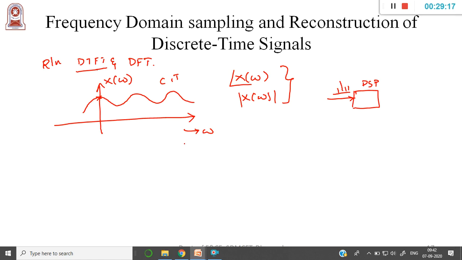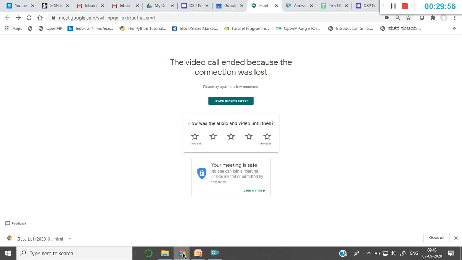Guys, are you there or not? Chaitra Kulkarni? Are you there? Amruta? Abhay Bhatt? Say yes or no. Are you connected to me?